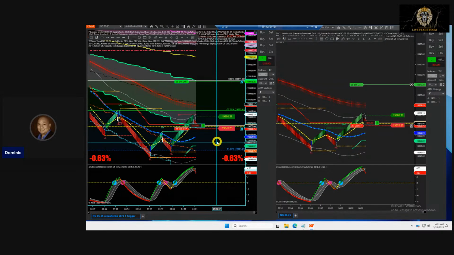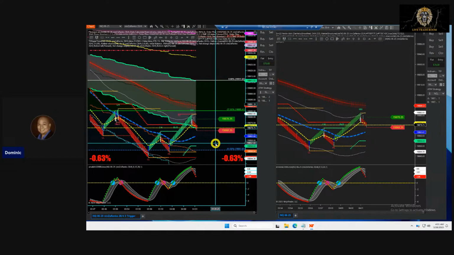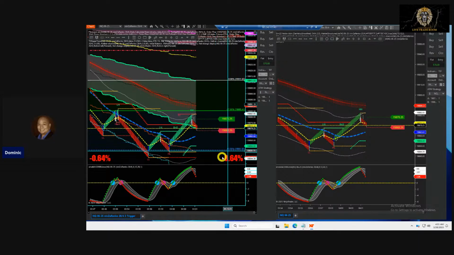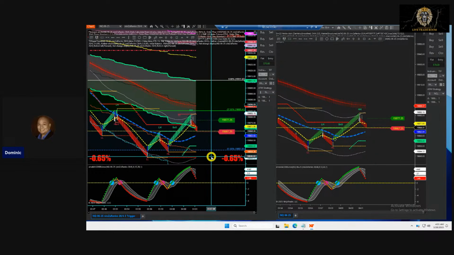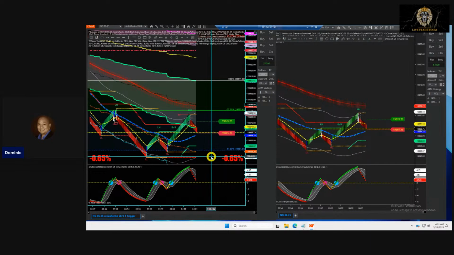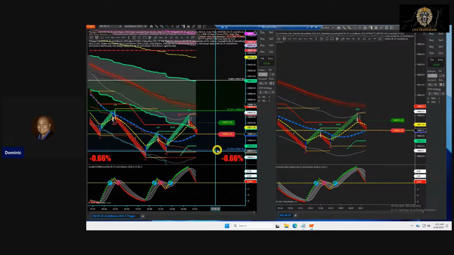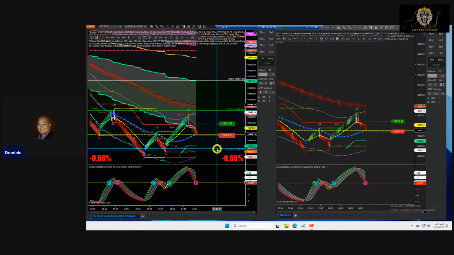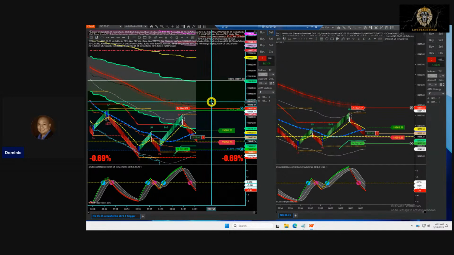I think it's a little too tight of a stop. Yep, stop filled. So I'm up only $70 here. I gave it too tight of a stop, and you can see how it's moving. Order filled.